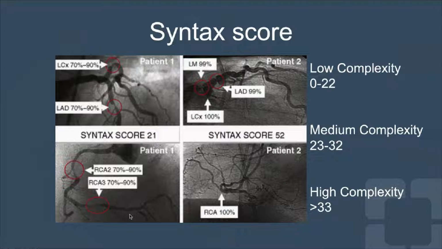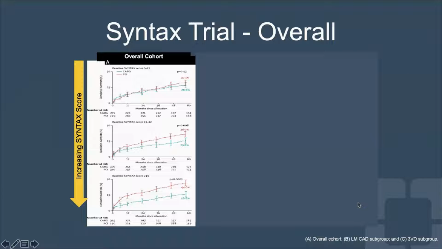And they separated these patients by what's called the Syntax score, which is really a representation of how complex the lesions are. So the more proximal the lesion, lesions that are long, lesions that are bifurcating vessels, all carry a higher complexity and thus have a higher Syntax score.